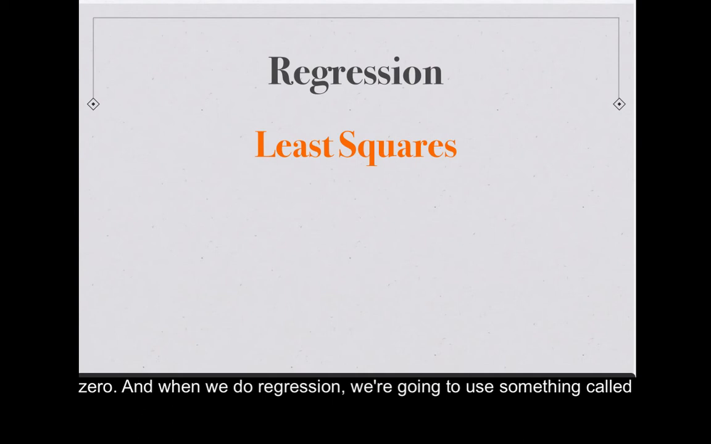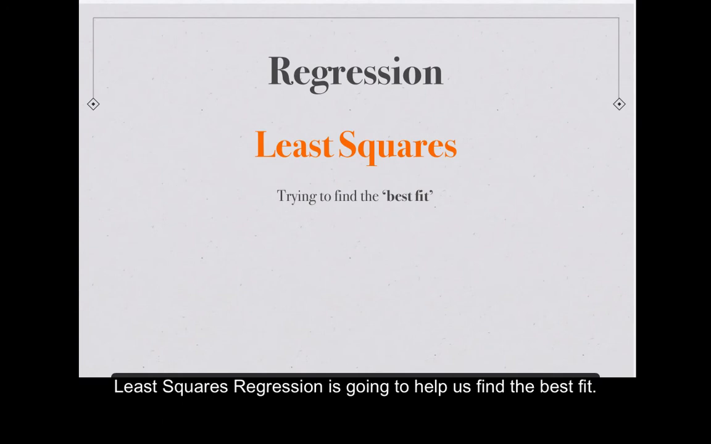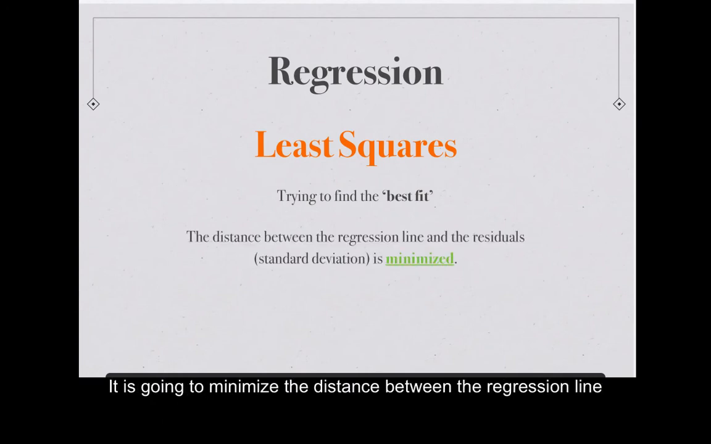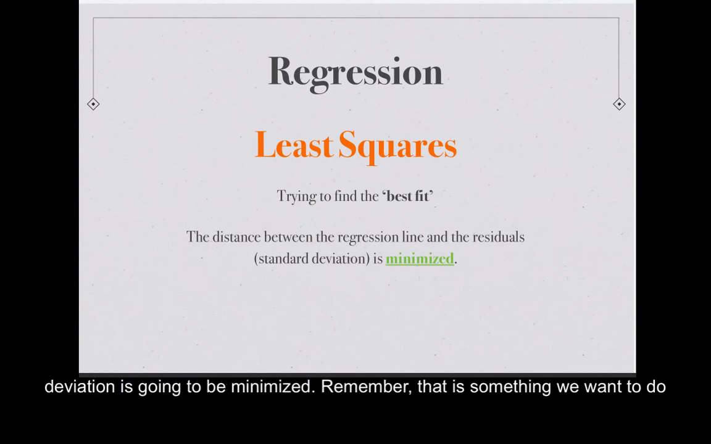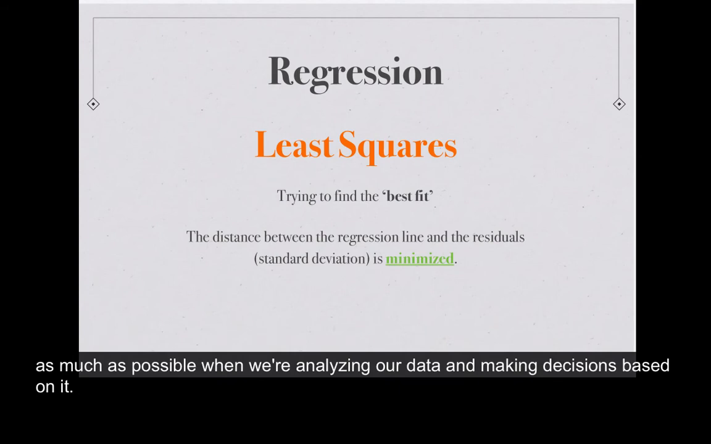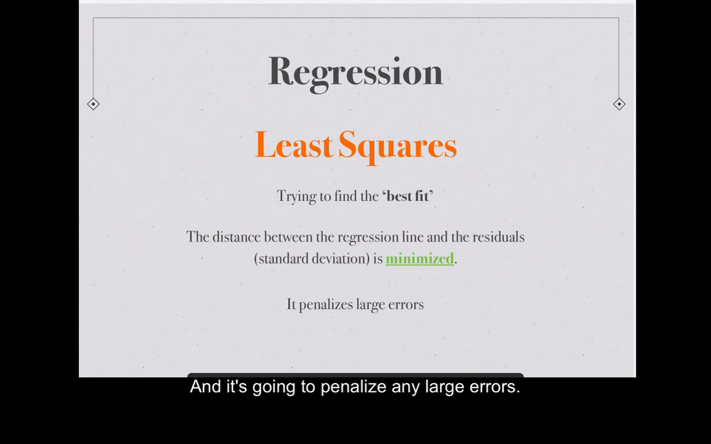And when we do regression, we're going to use something called least squares regression. And there's a few reasons for that. Least squares regression is going to help us find the best fit. It is going to minimize the distance between the regression line and those residuals that we just mentioned. So the standard deviation is going to be minimized. Remember, that is something that we want to do as much as possible when we're analyzing our data and making decisions based on it. And it's going to penalize any large errors.